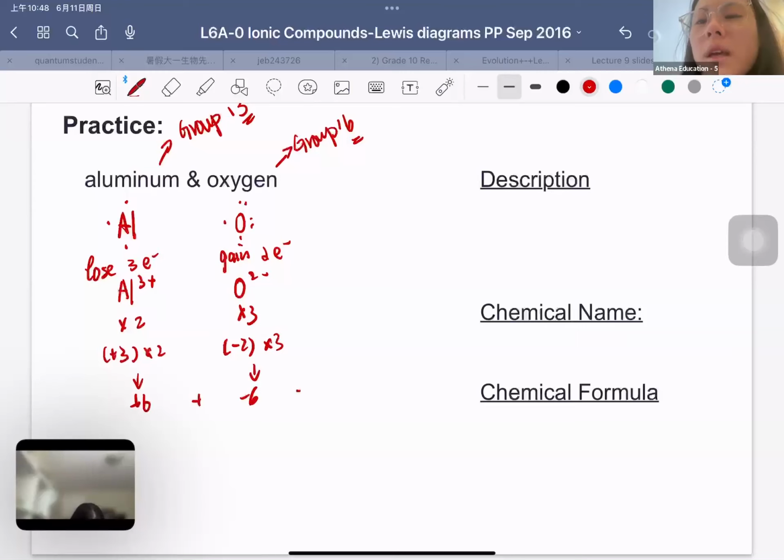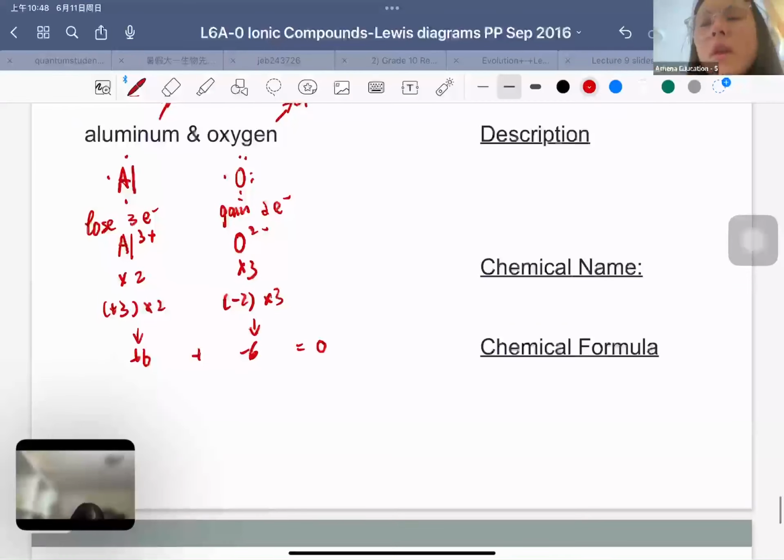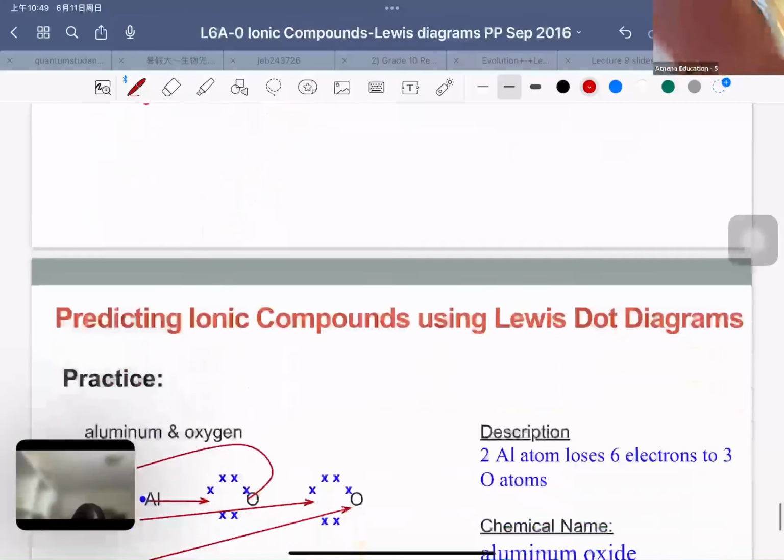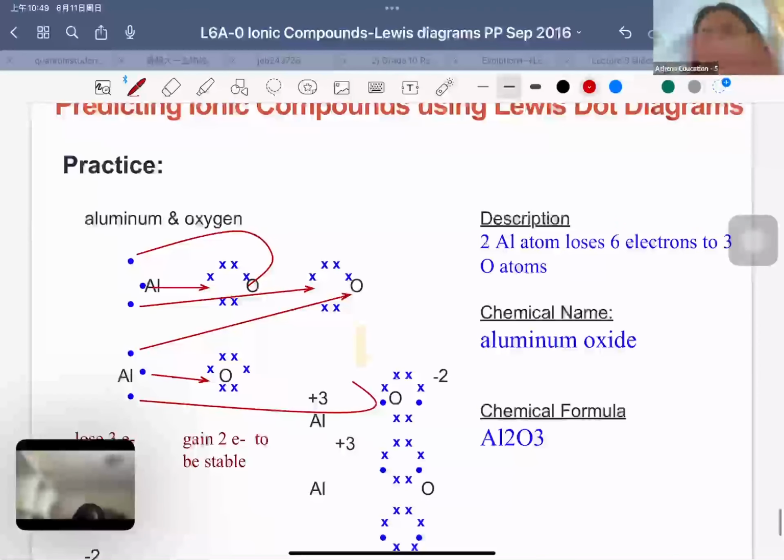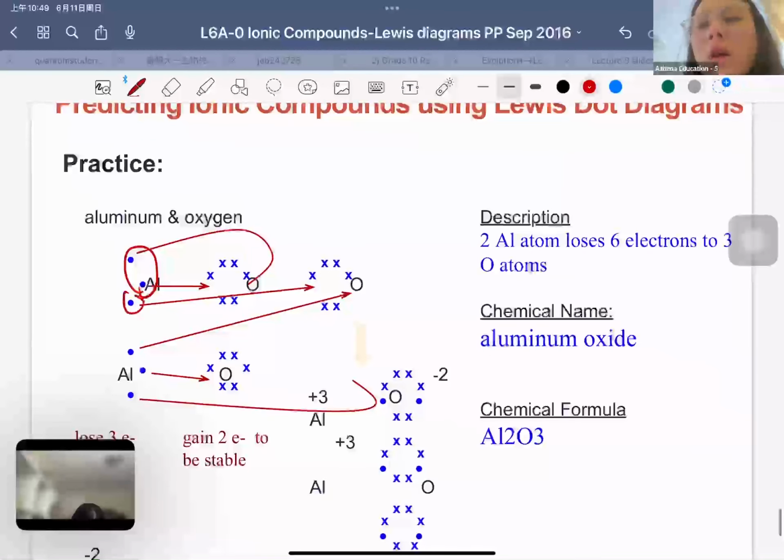So when they add it together, it's a 0. So here, that means I will have 2 aluminums and 3 oxygen. All right. So the situation becomes a little bit messy. 2 electrons here go to oxygen number 1. 1 here goes to oxygen number 2. And then you have the last 2 go to oxygen number 3.